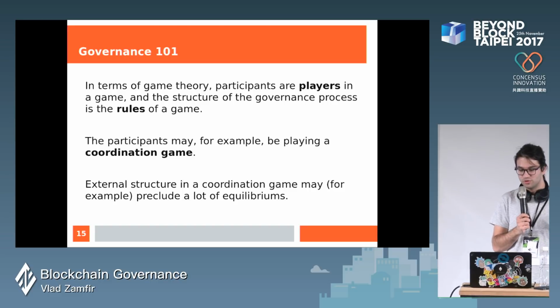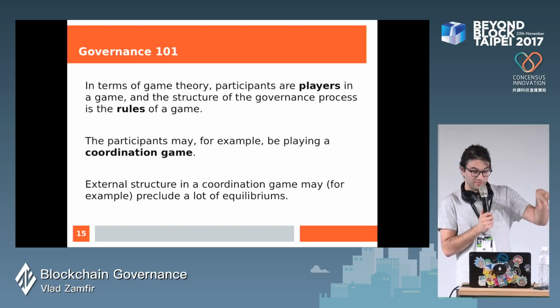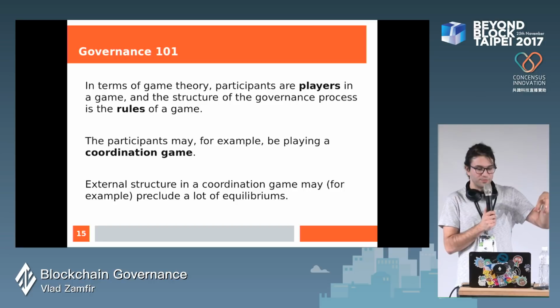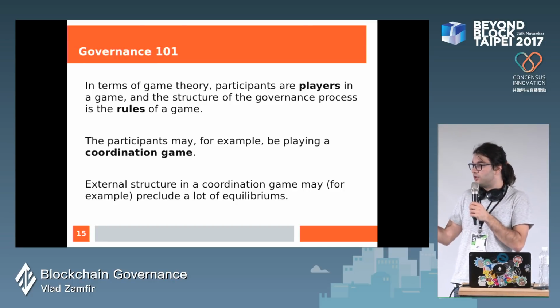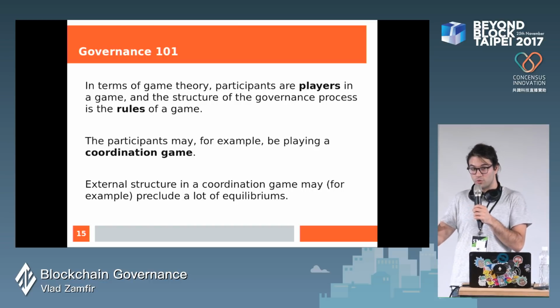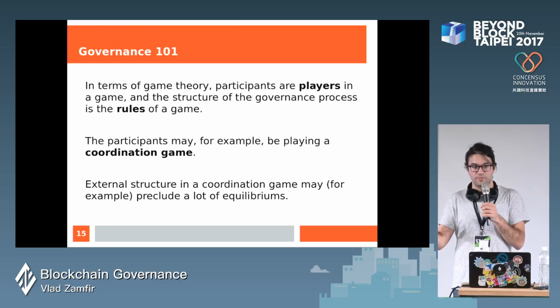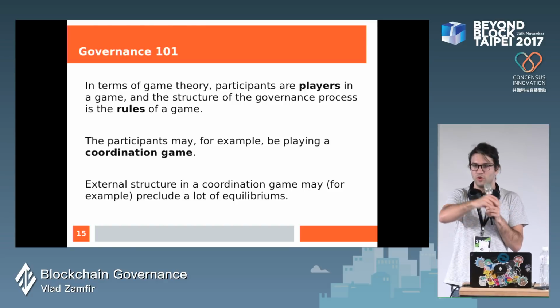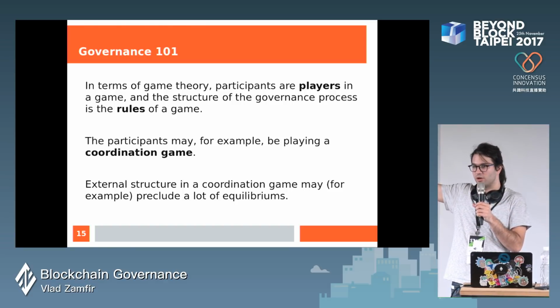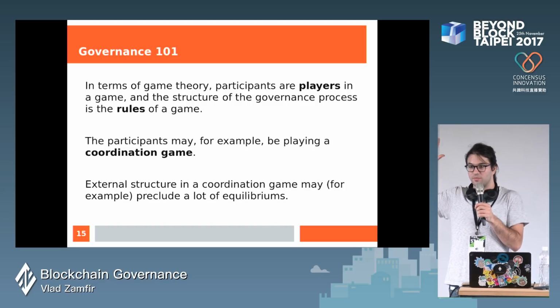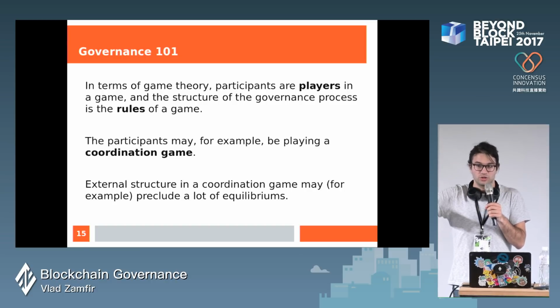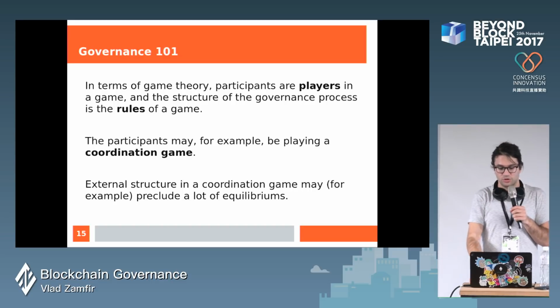So basically, in terms of a game theory thing, participants are players. The structure is the rules of the game, and the players might be playing, for example, a coordination game, and the external structure might restrict the possible coordinated choices, the equilibriums in the game, right? In a normal coordination game, there might be a whole bunch of possible ways we coordinate to achieve an outcome. With an external norm, we might be able to rule out most of them and say, okay, we either choose that one or this one, dramatically simplifying and facilitating the governance process, but also adding a lot of structure to the game, right? Just with that external norm.